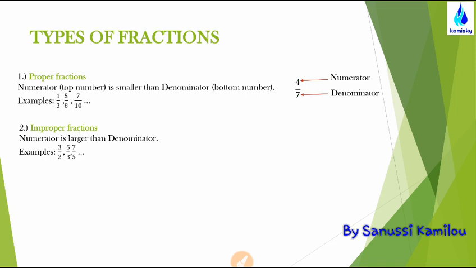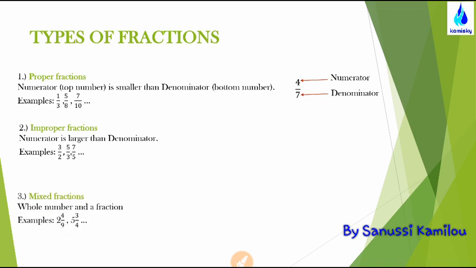Type 2, improper fractions. They are the fractions that are having numerators larger than denominators. So when we look at it very well, look at the examples over there. Their denominators are smaller than the numerators. The denominators are the bottom ones and the numerators are the top ones. So example number 1 is 3/2, and then the next one 5/3, 7/5.